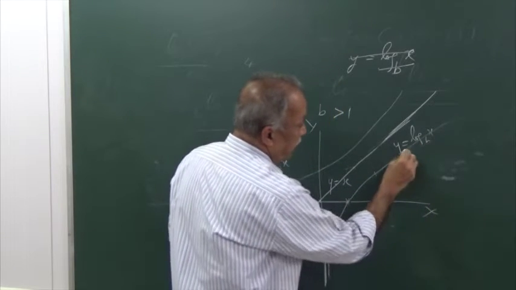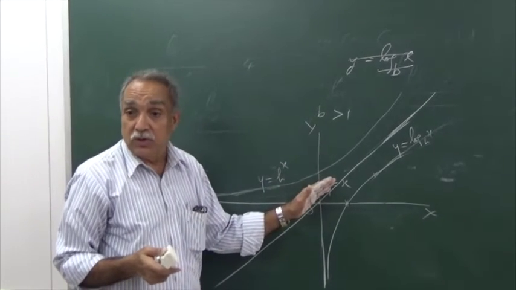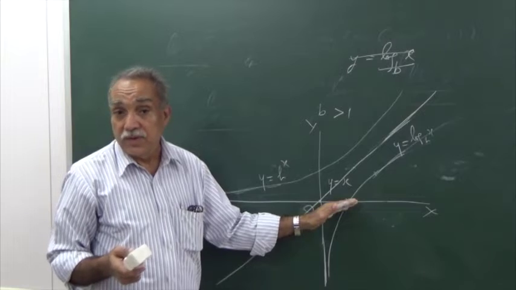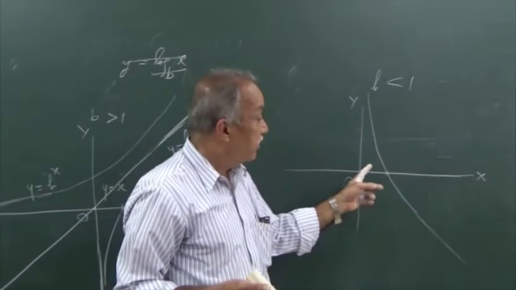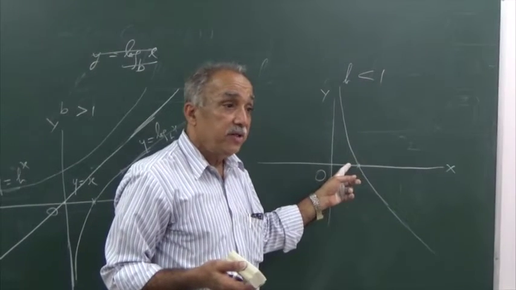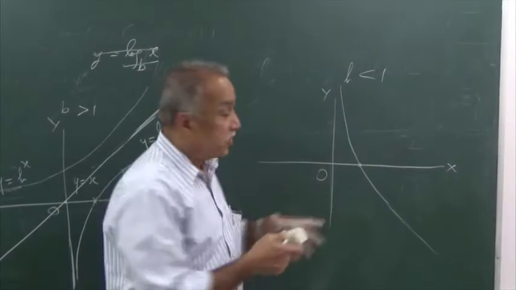There is perfect symmetry about the line. One is a reflection of the other about the line y equal to x. This is a reflection of this. This is a reflection of this. Same thing will happen here also. If I try drawing the graph for y equal to b to the power x, I find it the exact reflection of this curve about the line y equal to x.